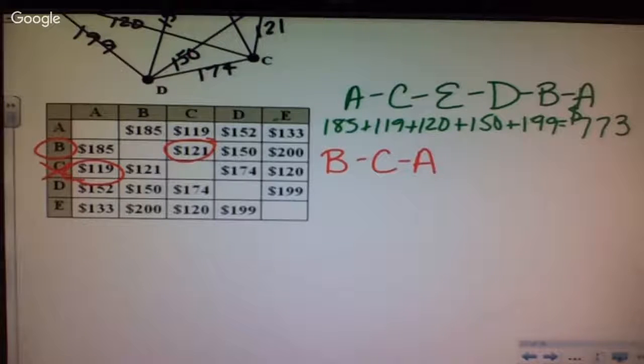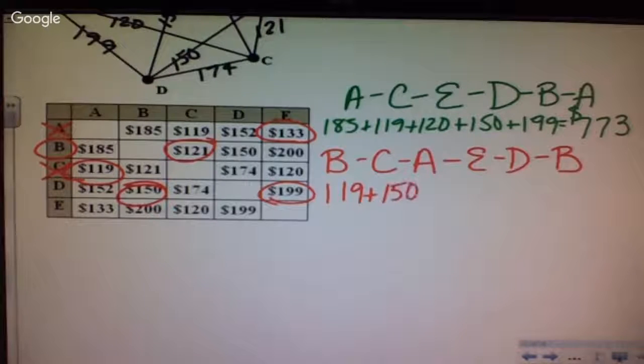I'm now at A. I can go to everybody except for B and C. So D or E. Jonathan says we're going to E. So that's 133. From E, I have to go to D. So E to D is 199. And then, of course, I've got to go back to B. I've got to go home. So 150.